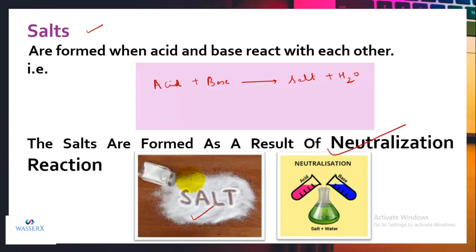Let's form this table salt. For forming table salt, what do we have to use? HCl, and we have to use a base, that is NaOH. So what do we get? We get NaCl, that is table salt, and along with this we get water. Because this is neutral in nature, the reaction is called a neutralization reaction.